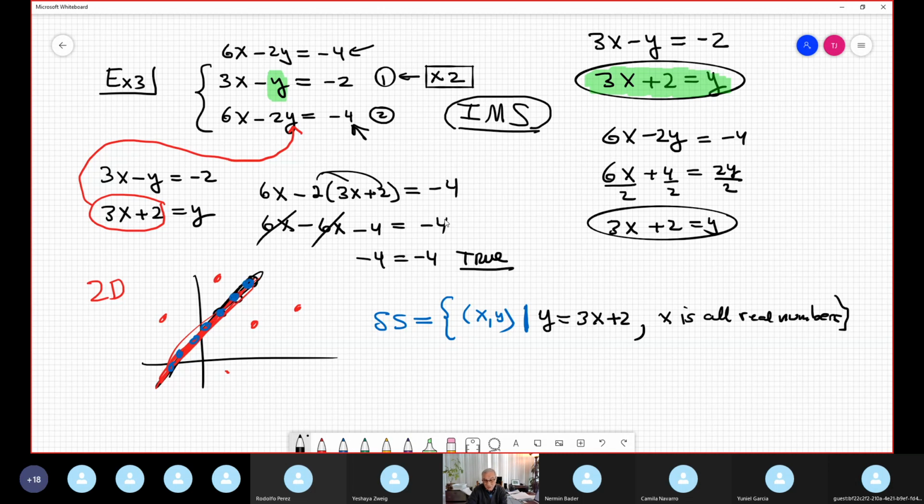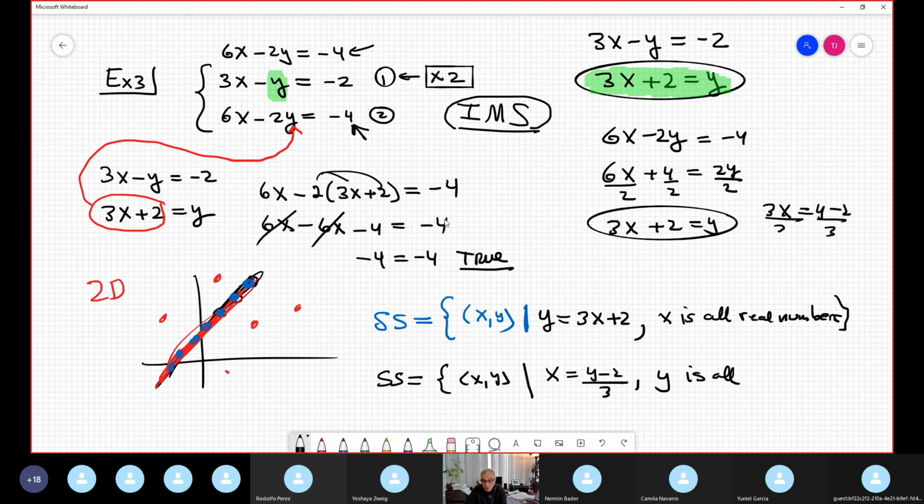Is it the only way to do that? No. Another possibility is the ordered pair x comma y such that, instead of solving for y, you solve for x. And to say it super easy, 3x equal y minus 2, divided by 3. So x is equal to y minus 2 over 3. And you declare that y is all real numbers. It's the same idea, expressed in a different way, but it's the same idea. It's the same line.